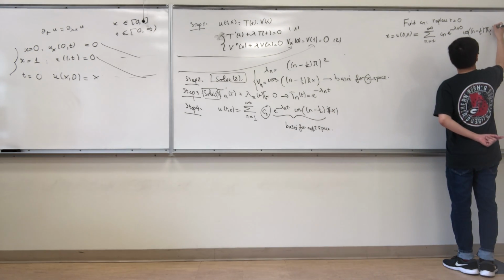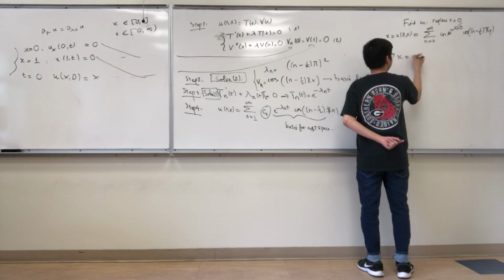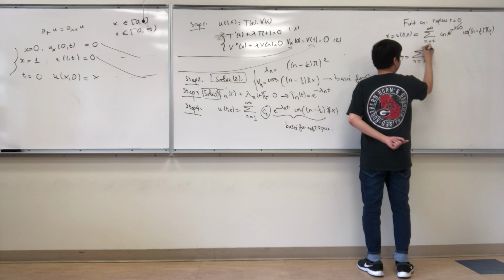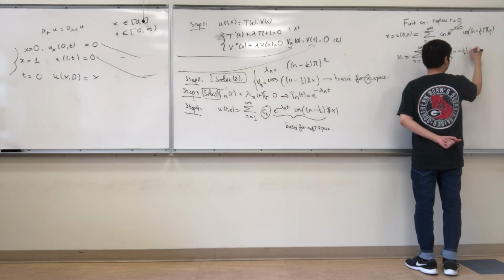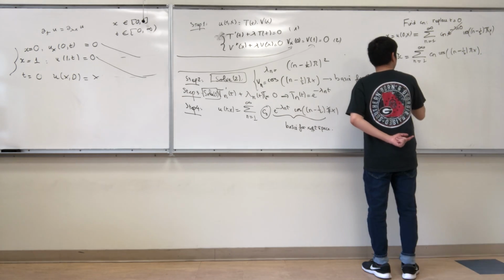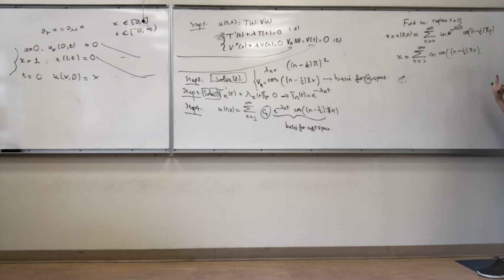Pi x, right? So this is going away. So x will be the sum, when n is going from 1 to infinity, of Cn cosine of (n minus 1/2) pi x. So now you use the initial condition. You replace t to be 0. When you replace t to be 0, this guy goes away because exponential of 0 is 1. All right? So Cn will become the coefficient of x in this expansion.